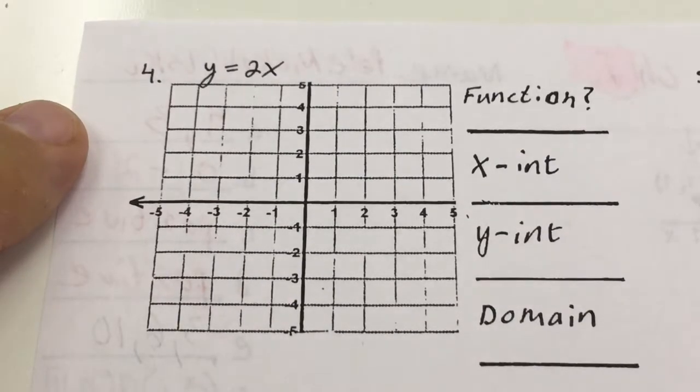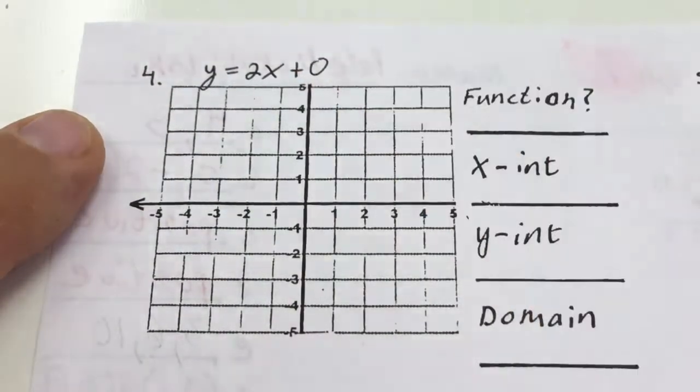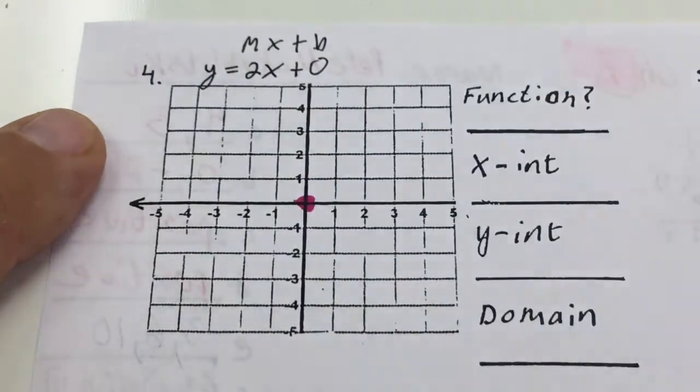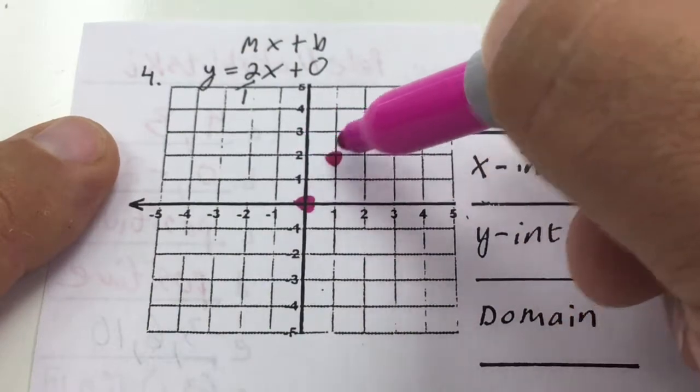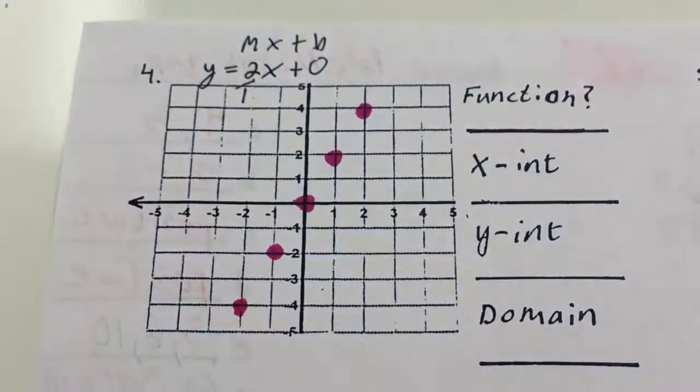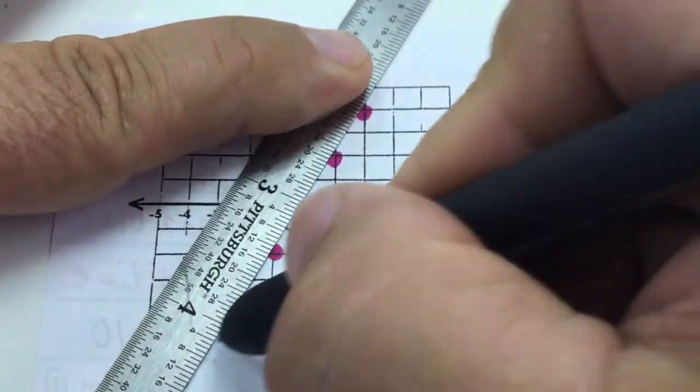Graphing number 4, this is y equals mx plus b format. So my plus b is a plus 0. So my mx plus b, my b is 0, so I begin at 0. My slope is 2 over 1. So from that beginning spot, I'm going to rise up 2 and go right 1. And we continue doing that, up 2 over 1. I run out of room, so I do it in the other direction. And then I connect the dots with a straight line.